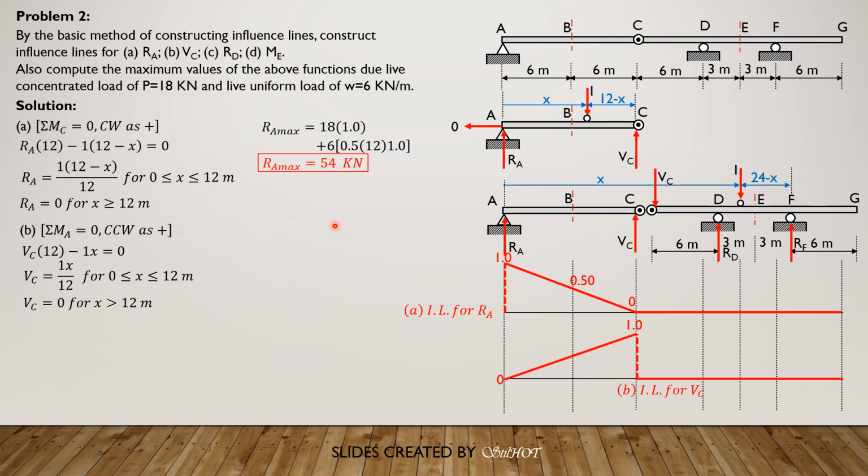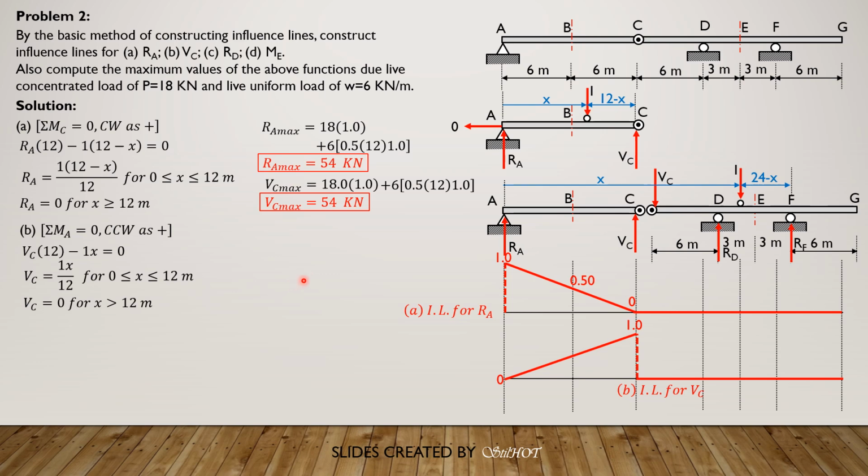Then for the maximum shear at C, the 18 kilonewton load should be placed just to the left of C, or over C. Then it is equal to 18 times 1.0, plus 6 kilonewtons times the area under this maximum ordinate, the area of this triangle, so 6 times quantity 0.5 of 12 times 1.0. So the maximum shear at C is 54 kilonewtons.